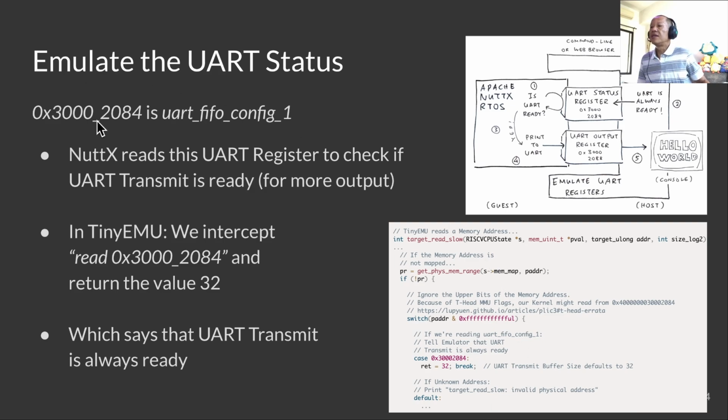This is the address of the UART status register. NuttX will read this UART register to check if UART controller is ready to transmit more output. In TinyEMU, we intercept all reads to this address and return the value 32. Why 32? That is the UART buffer size for BL808 SoC. It sounds simplistic, but it works for now.